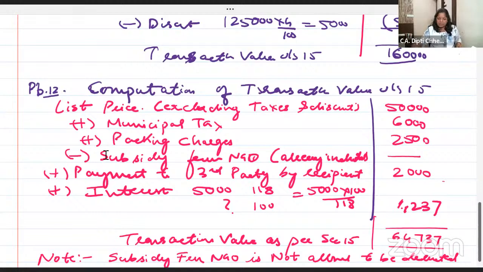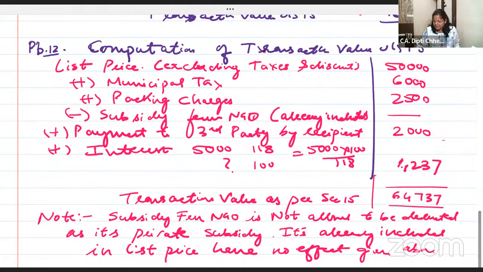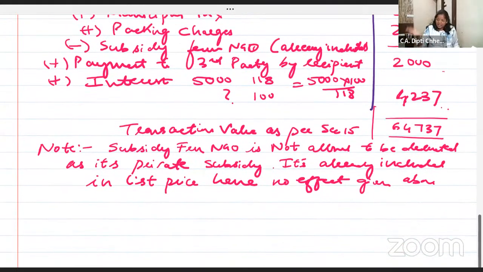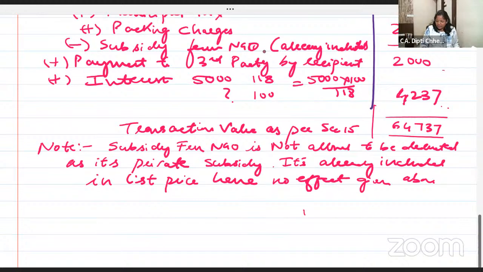Total is coming different, have a look once. All of you should do the total. 50,000 plus 6,000 plus 2,500 plus 2,000 plus 42. 64,737. Check your total, your total is wrong somewhere. 5,000 interest is inclusive of GST, so make it excluding because all this is excluding. If everything is including, then you get everything including at 118, so how much is 100, and then we did it.